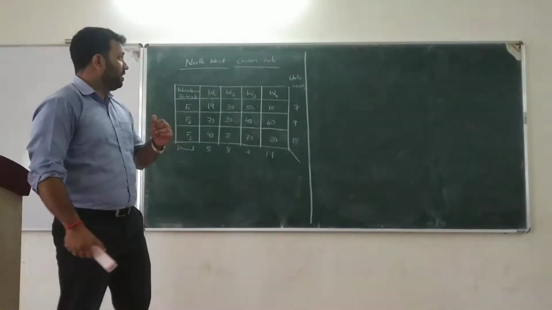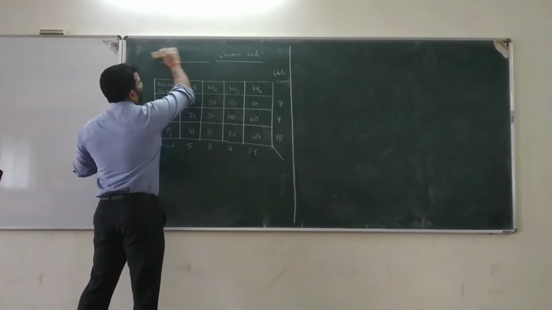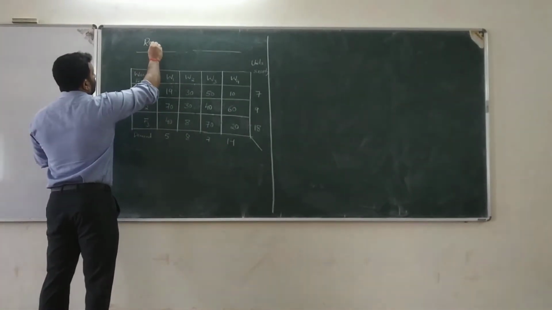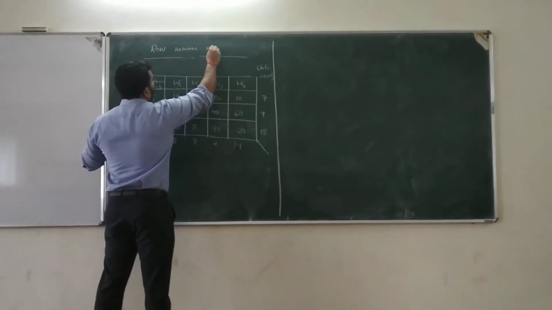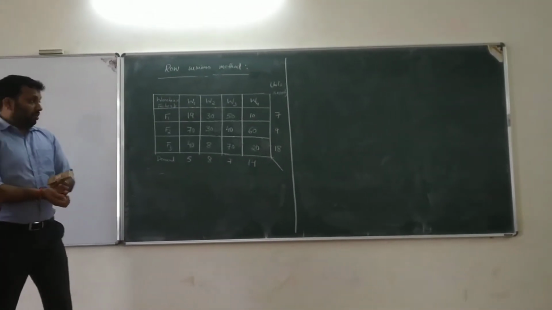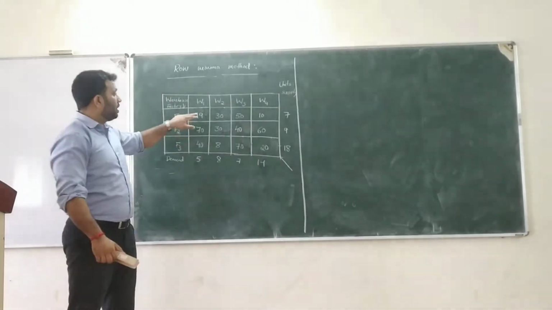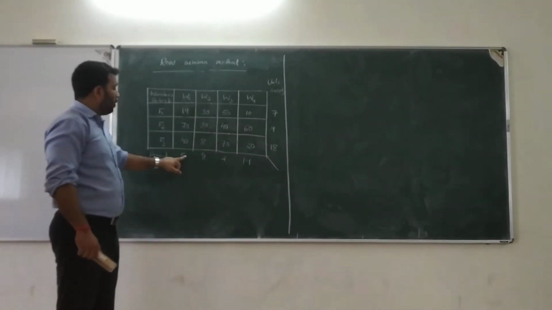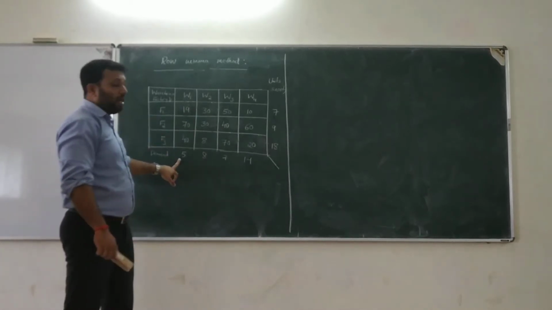In this particular session we shall discuss the second method in the transportation problem, which is called the row minimum method. As we discussed in the previous video on the northwest corner rule, we used to select the northwest corner position in the matrix and allocate the number of units to that particular cell.